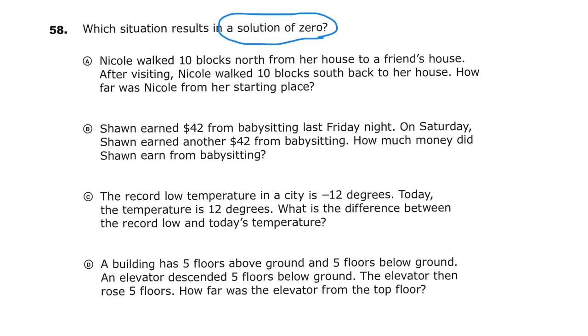Let me speak. She went 10 blocks north, right? North goes up. So was she going underground? Okay, so she went 10 blocks north, then she went 10 blocks south, the opposite of north. So she's back where she was at the beginning. Therefore she went 0 blocks from a starting place. Very good. North and south are opposites.